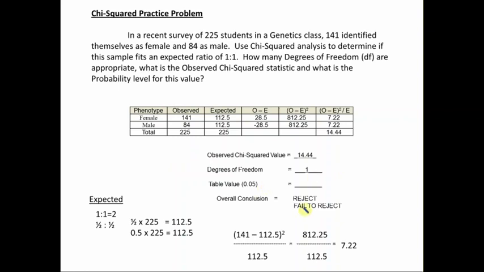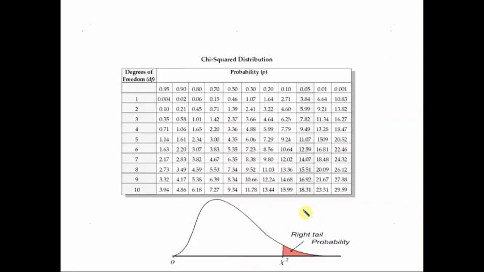Now we need our table value, and then we'll use that to reach our overall conclusion down here. Okay, here's the table that's found in your lab manual, and it's a typical chi-squared table. There are two things you need.